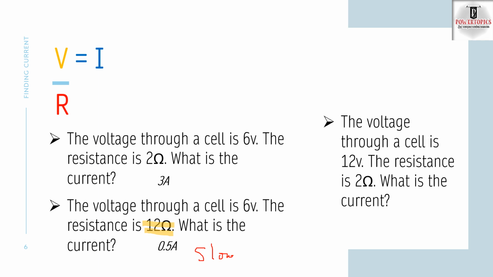Let's look at this example right here. The voltage through a cell is 12 volts. The resistance is 2 ohms. What is the current? Again, 12 divided by 2 is equal to 6. So the current is 6 amps.